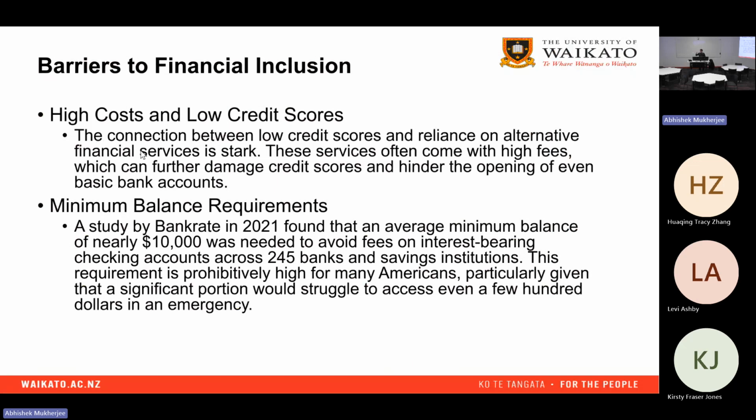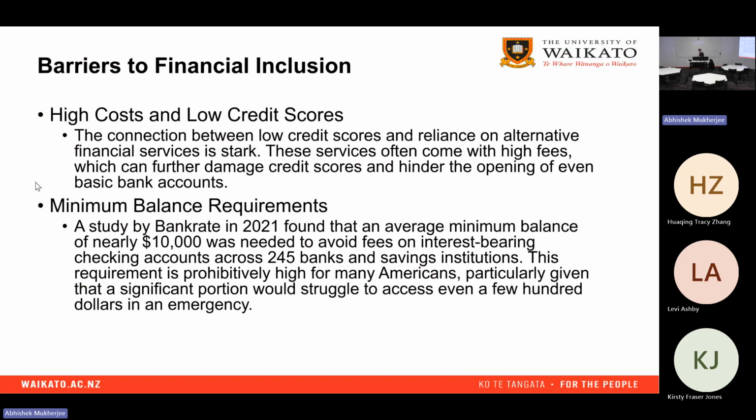Okay, so that's the spiral that we're in at the moment. If you go out there, there is a lot of information out there telling you how to access home loans, but that is only pushing you more towards a higher cost of interest. And then there's this issue of minimum balance requirement.